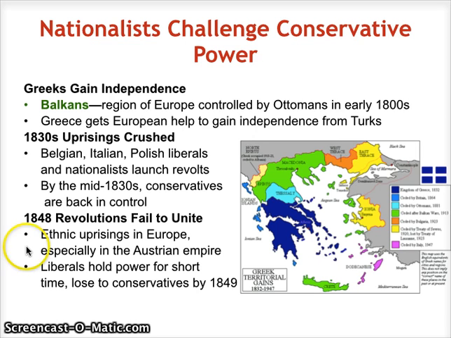But even though the liberals are able to take hold of power for a short amount of time, eventually the conservatives gain back that power in a year.